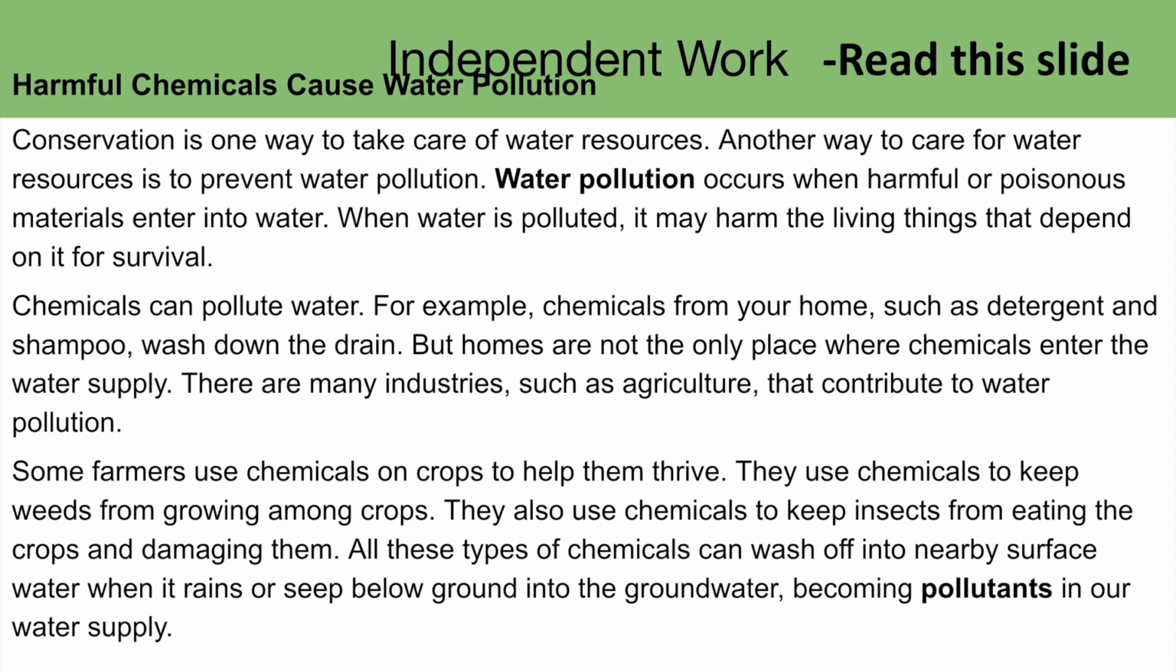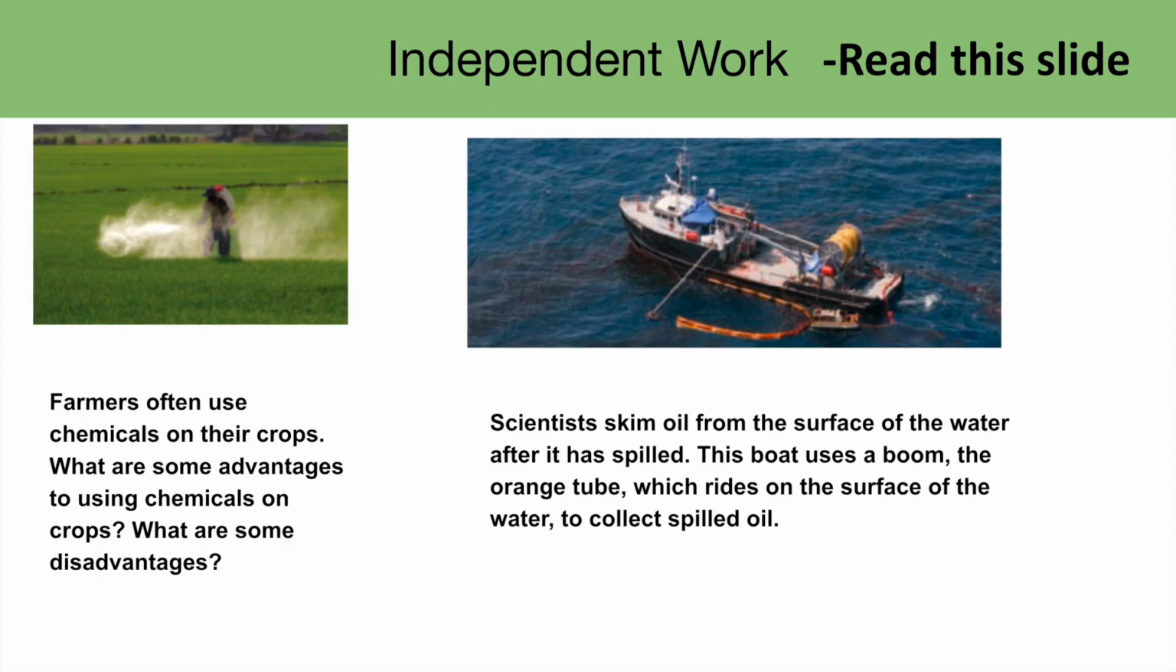All these types of chemicals can wash off into nearby surface water when it rains, or seep below ground into the groundwater, becoming pollutants in our water supply. Farmers often use chemicals on their crops. What are some advantages of using chemicals on crops? What are some disadvantages? We talked about this in the previous slide.